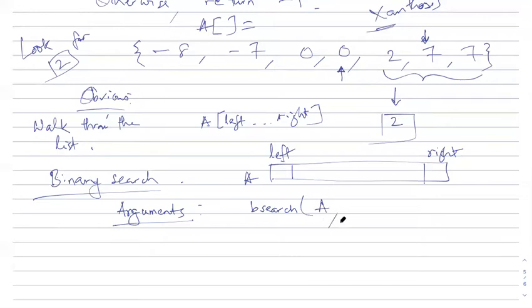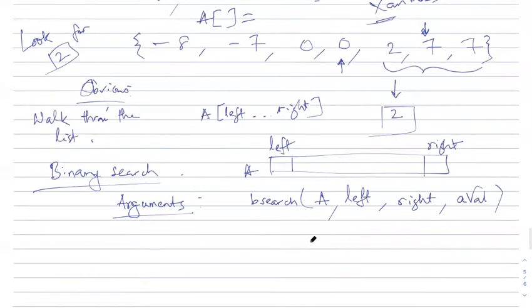So you will be having A, right? You will be giving the index at the leftmost position and the index at the rightmost position. And what else? The value that we are looking for, right? So a val, that's what we are looking for. Pretty much that's what you would come up with as arguments.